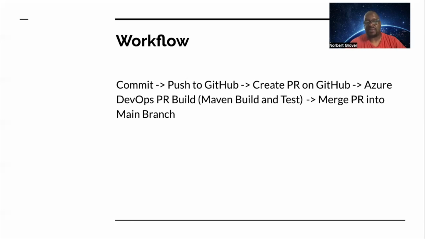Azure DevOps does a PR build. Maven does a build and test. Once the build works, and the tests that you've attached to your project pass, then you can merge your PR onto the main branch. I want you guys to remember what I just said. Remember this, because this is how it works in the real world.